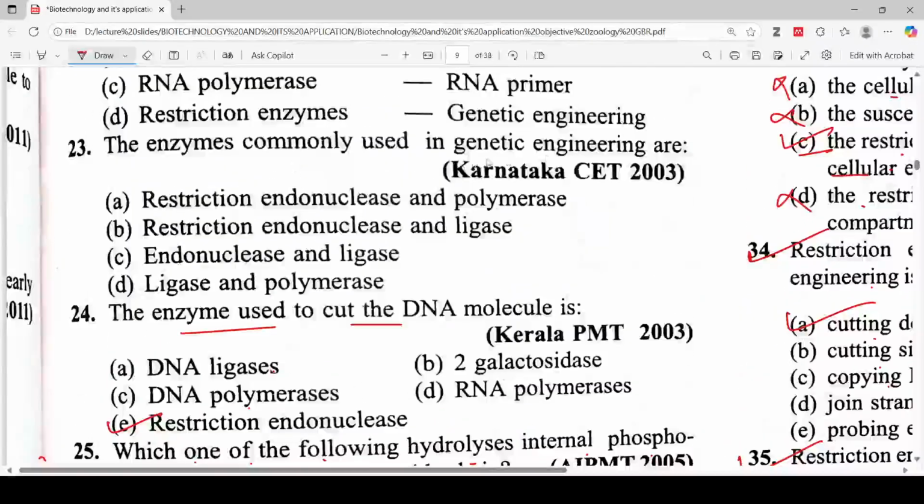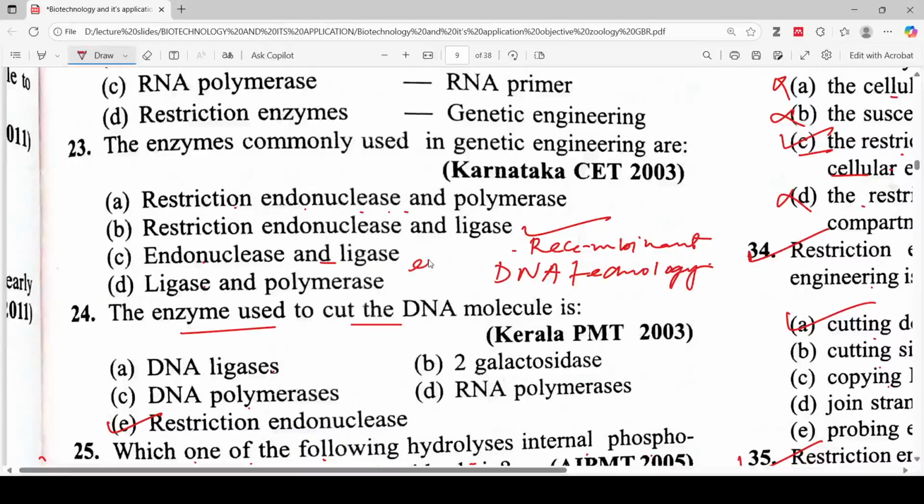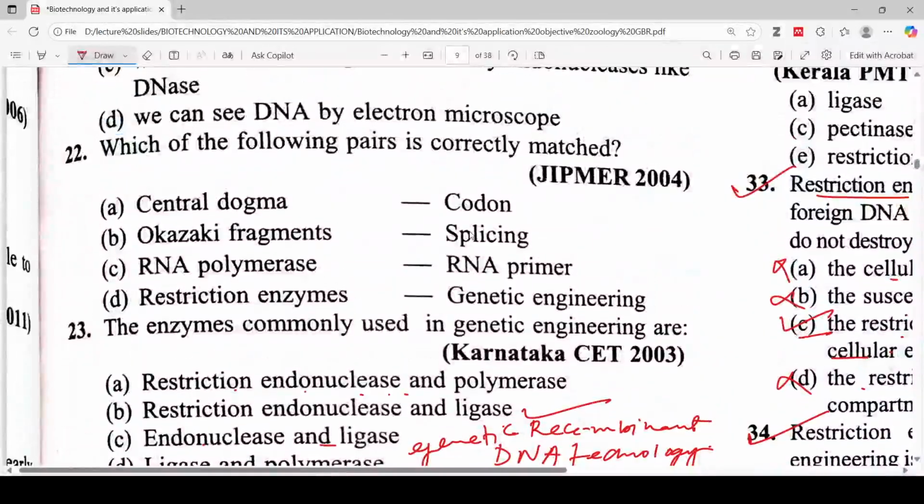The enzymes commonly used in genetic engineering are restriction endonuclease and polymerase, restriction endonuclease and ligase, endonuclease and ligase, or endonuclease and polymerase. So the restriction enzymes and ligase are used in recombinant DNA technology or genetic engineering. So next question. Which of the following pairs is correctly matched?